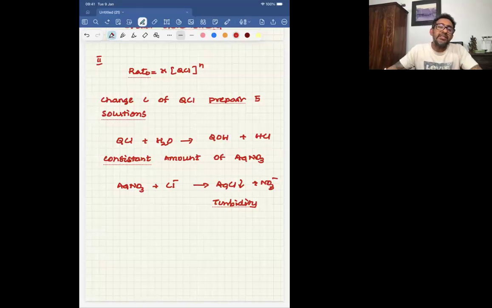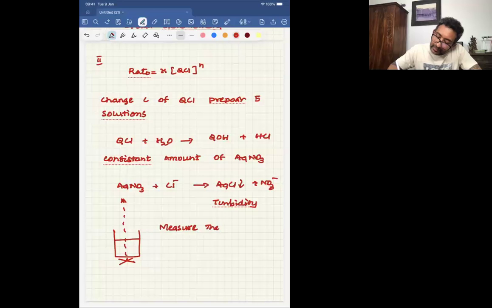Gradually you get a silver chloride precipitate, turbidity, and you can keep looking at a cross and measure the time taken for the cross to disappear. Look at the cross and measure the time taken for the cross to disappear. Did you understand?